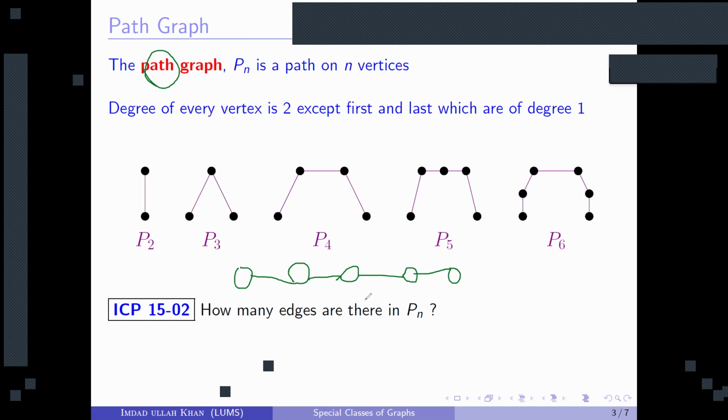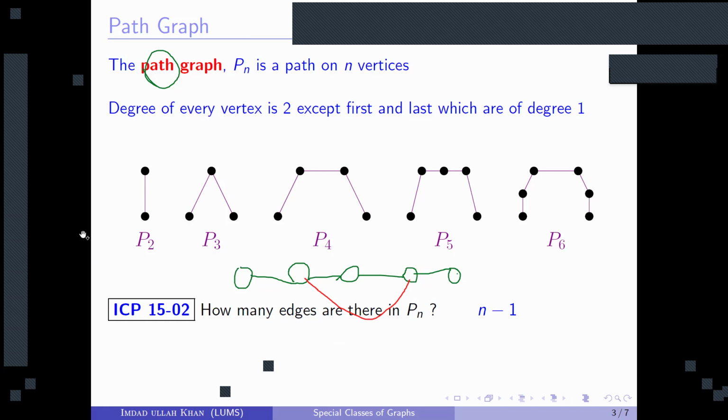So n minus 1 edges are there in this graph. But if I add one additional edge within the same number of vertices, and if I remember correctly, that was your comment, if I add an edge from the first to the last vertex, that will put all of the vertices on a cycle. And your comment was that if I add an edge anywhere in the graph, some cycle will be created, right? So was this the one? Okay, I'm sure you're done with the ICP. So how many edges are there in Pn?